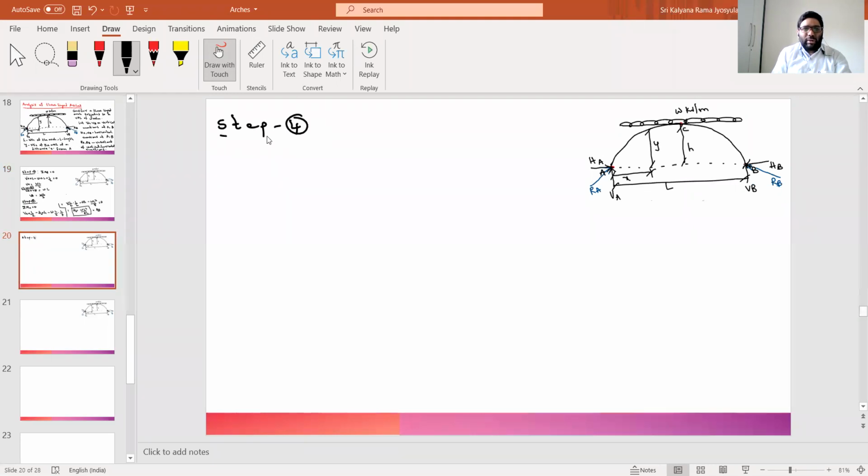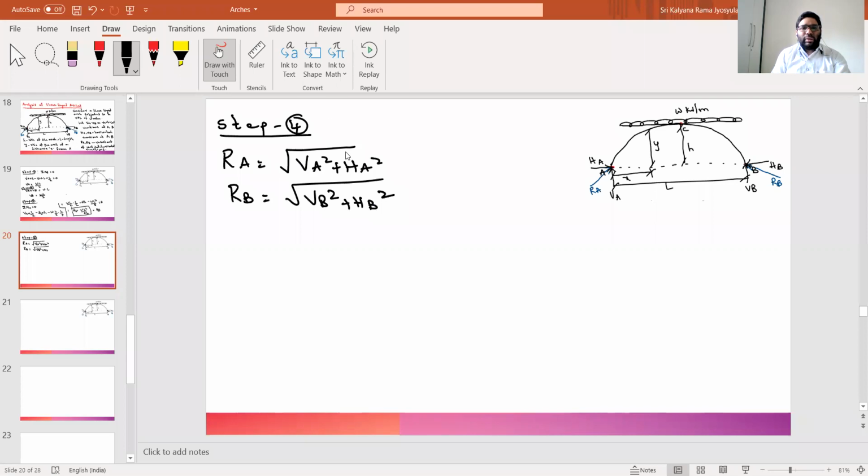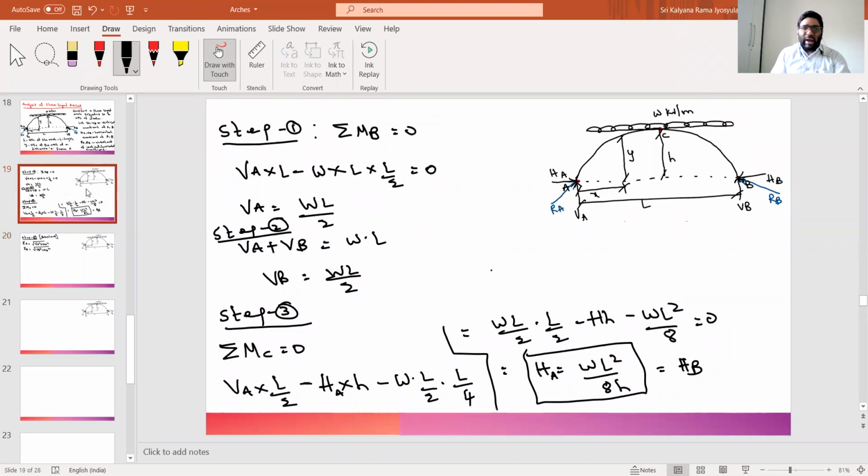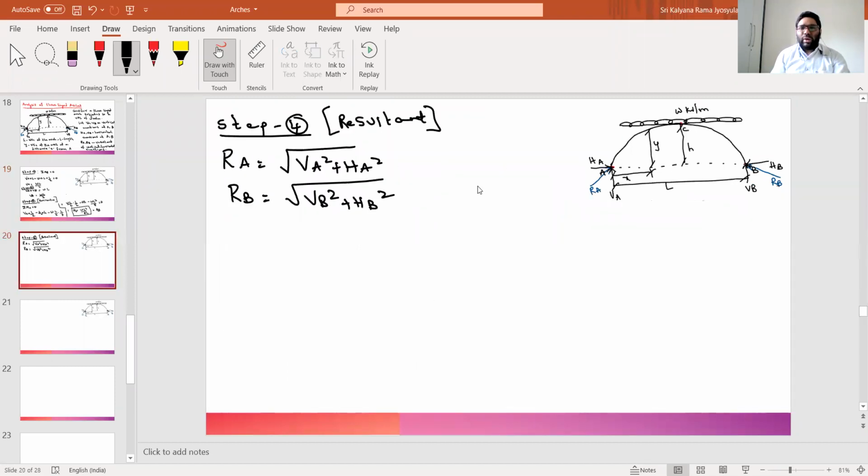Step 4, RA, that is the resultant at A, is equal to under root VA square plus HA square, isn't it? And RB, the resultant at B, is equal to under root VB square plus HB square. So you can write it in bracket also, resultant. Step 4, resultant. Here also, to have clarity, you can write horizontal. And step 1 and 2 are vertical.